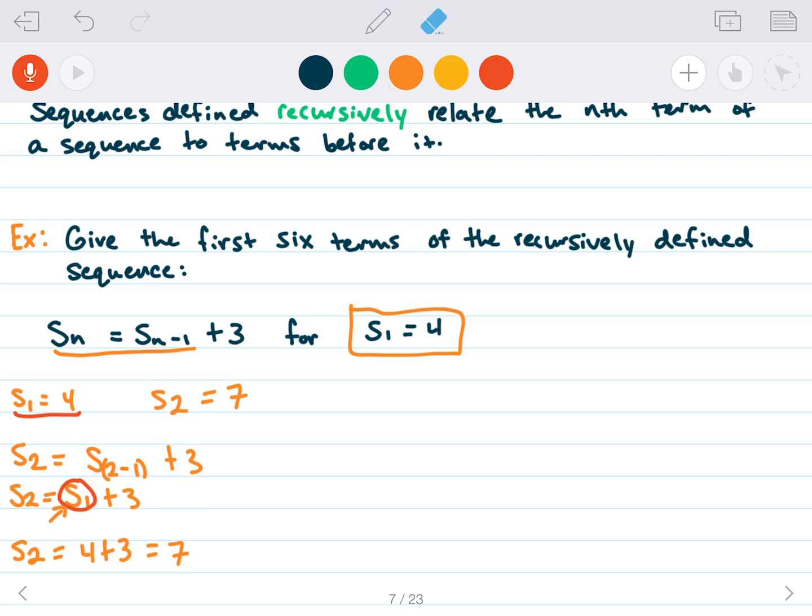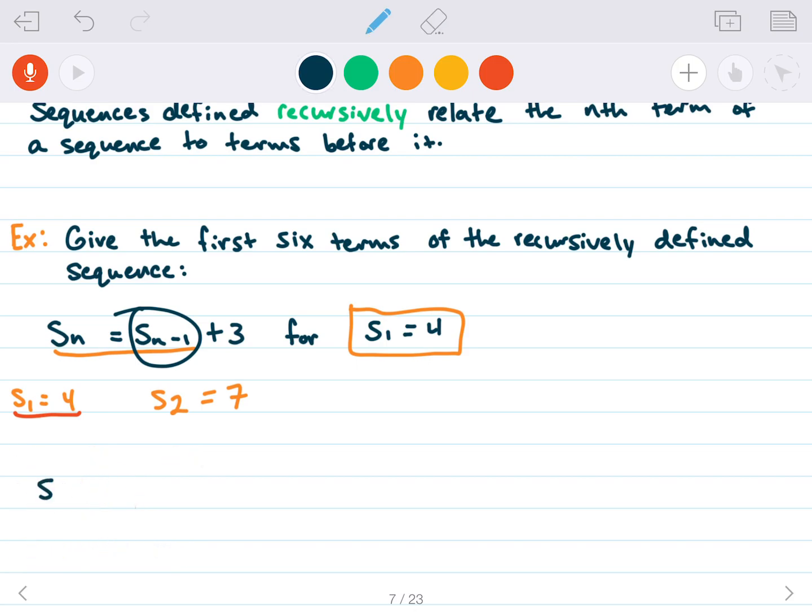And we can do that for S sub 3. Now S sub 3 is going to say, hey, put in S sub 2 and then add 3. That's what we're doing here. So let's find S sub 3. So S sub 3, according to our formula, is S sub 3 minus 1 plus 3. Now S sub 3 minus 1 is S sub 2, so I'll replace that here with S sub 2. And we know what S sub 2 is. We just found it. S sub 2 is 7. So this S sub 3 is 7 plus 3, which is 10. So S sub 3 is equal to 10.